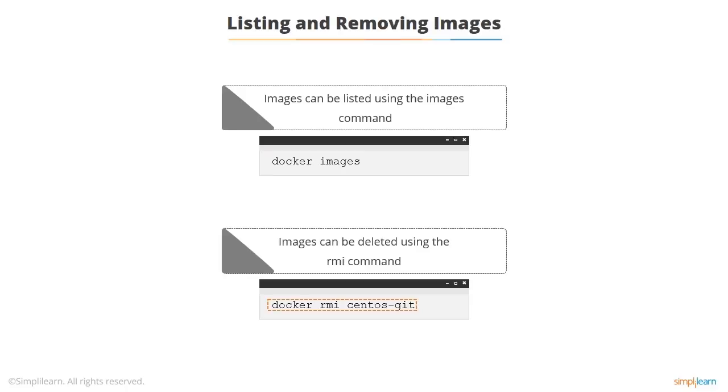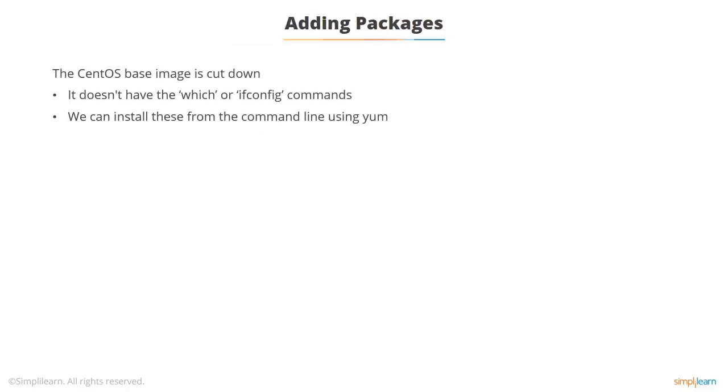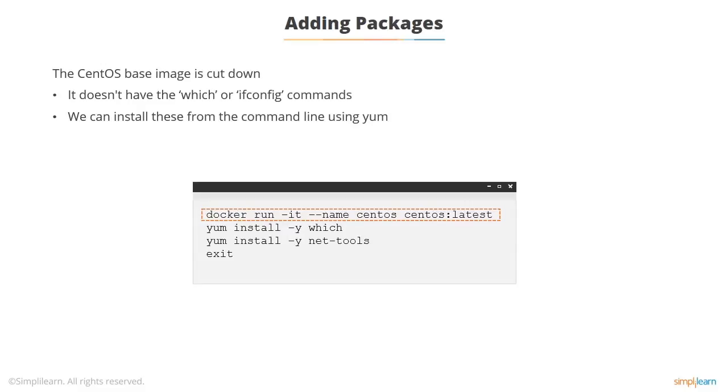So the CentOS base image, if we use that, is pretty cut down. I went in there and I wanted the which command to find out where the tools were, and also wanted the ifconfig command to see what the network configuration was, because it was quite important to me at the time. So I had to install it. I connected to CentOS latest and did a yum install. The -y switch basically means you don't have to answer yes to any of the questions that yum normally asks. It just automatically says yes to everything. And so we installed the which program and net-tools, which contains ifconfig. So that's one way of adding packages, by just going interactively.